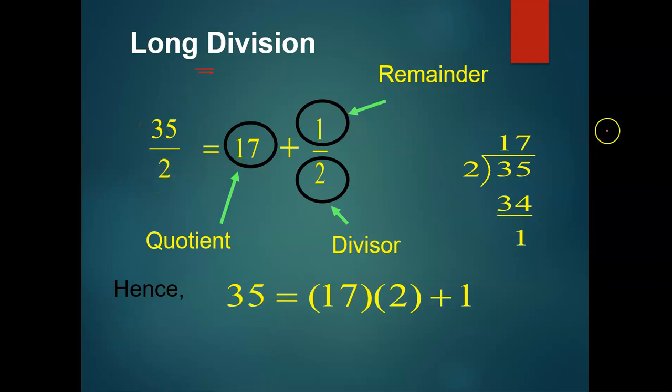So 35 over 2, we do long division. 2 times 17, you get 34. Remainder 1. So how do we write this long division in this form? You will have 17 from this answer, so this is your quotient. And then plus 1 over 2, remainder over divisor.